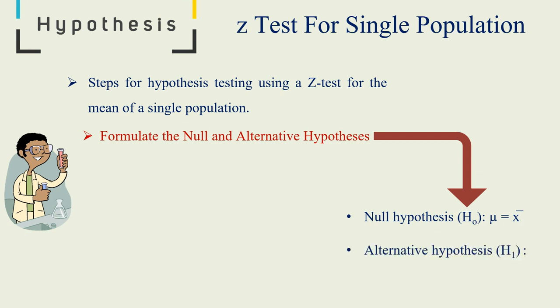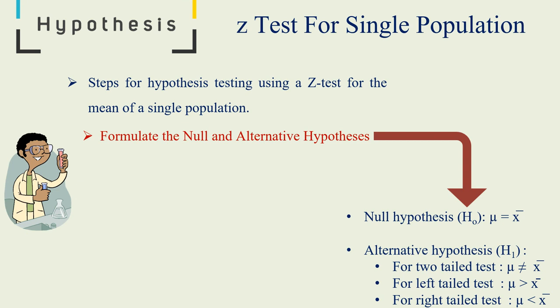Whereas, the alternative hypothesis can be stated as mu is not equal to sample mean for a two-tailed test. For a left-tailed test, the alternative hypothesis can be stated as mu is greater than sample mean, and for a right-tailed test, the alternative hypothesis can be stated as mu is less than sample mean.